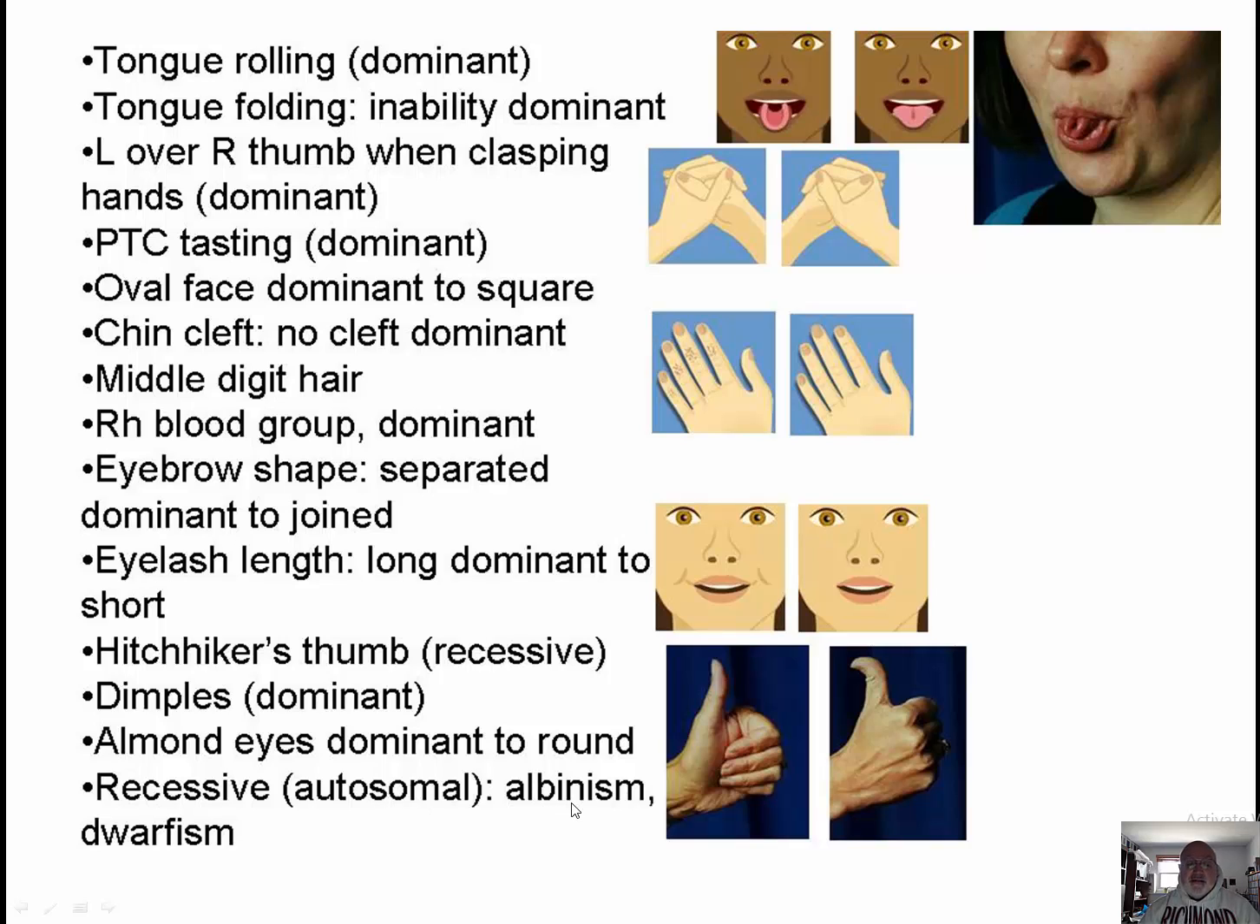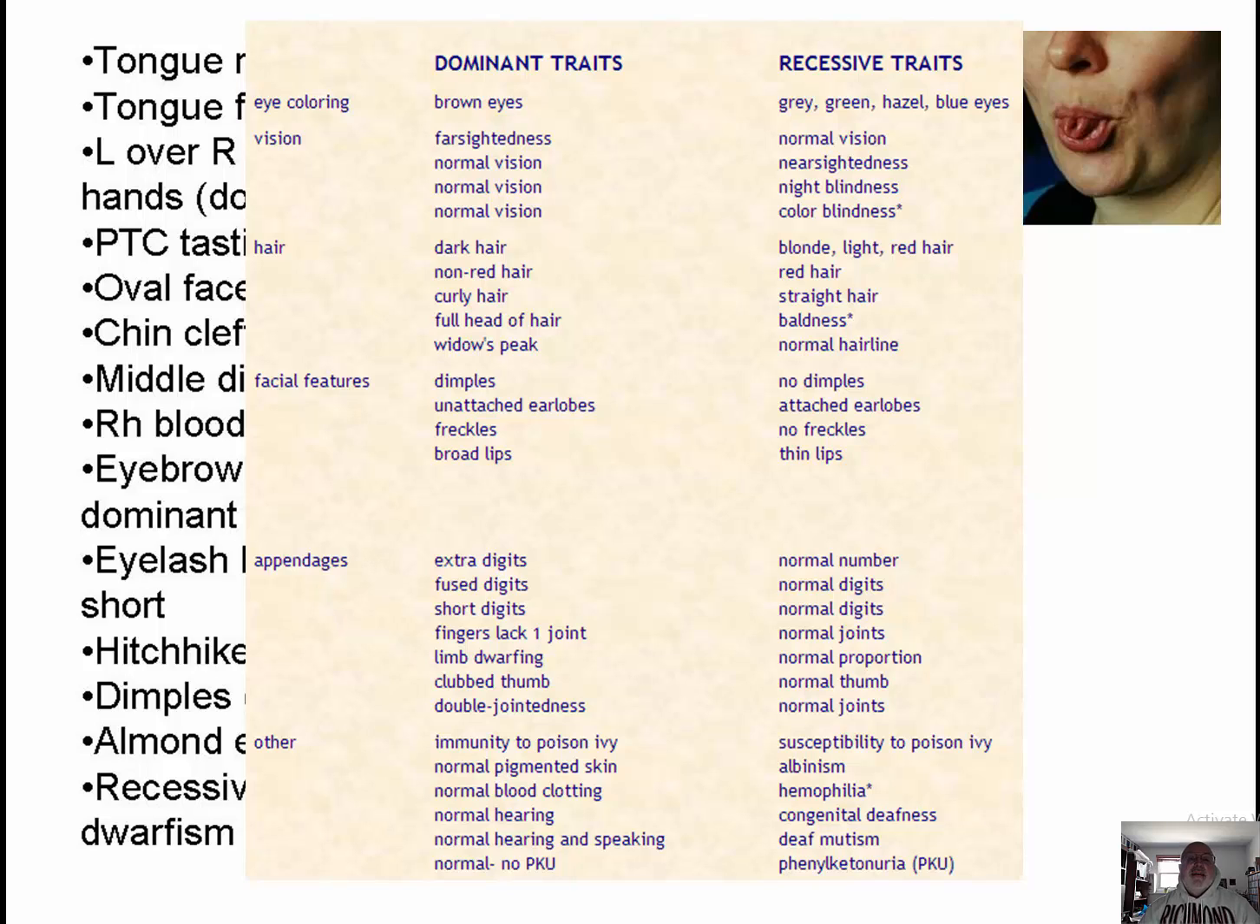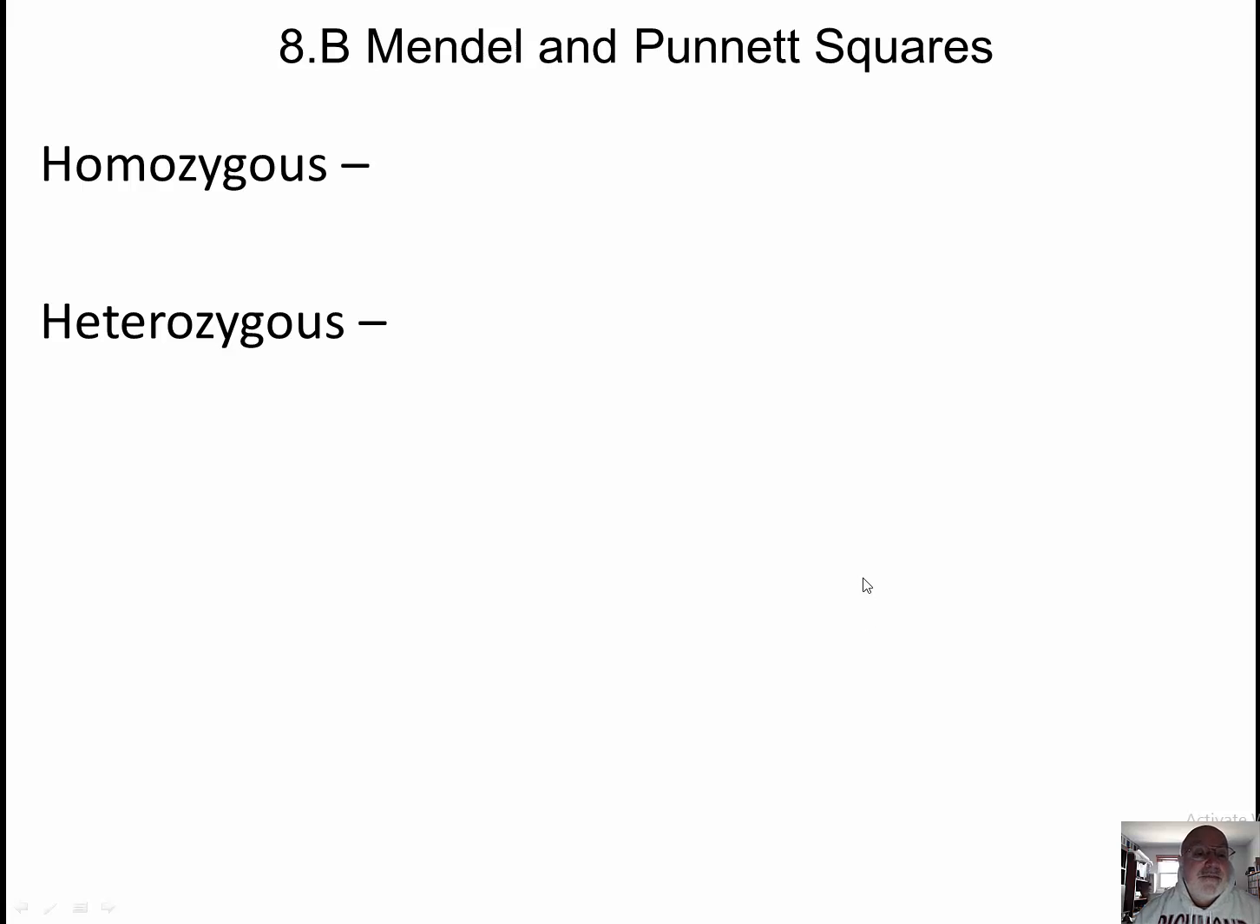Recessive traits include autosomal dwarfism and albinism. And then here are dominant traits, and you can see there are a whole bunch of them, and you can pause the video and take a look. And here are some recessive traits, and I'm not going to go over all those because I don't want this to be any longer than it is.